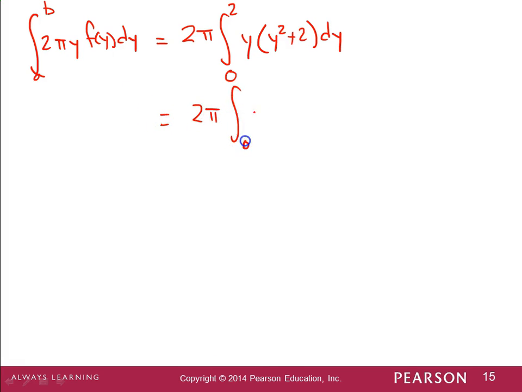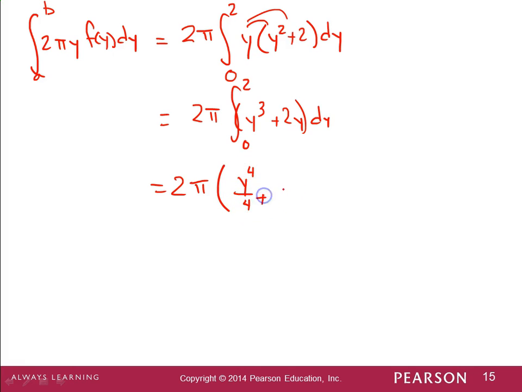We get 0 to 2, distribute this y through, and we get y cubed plus 2y dy. Integrate all that, we get a 2 pi times the quantity of y to the 4th over 4 plus y squared, and we're going to evaluate that from 0 to 2. Well, plug in 0, we get 0. Plug in 2, we end up getting 16 over 4, which is 4 plus 4, so that's 8, and that gives us a 16 pi.